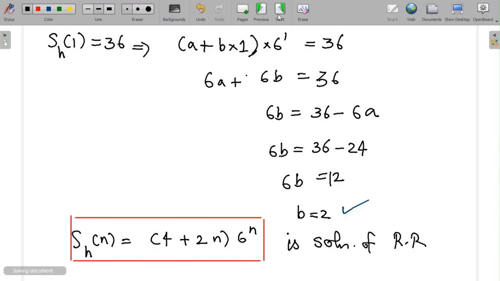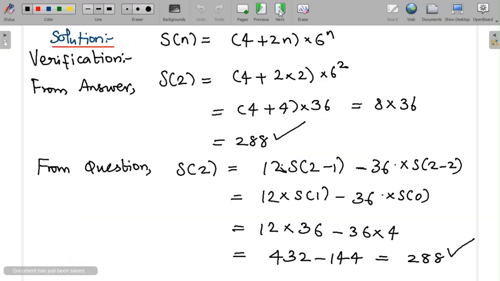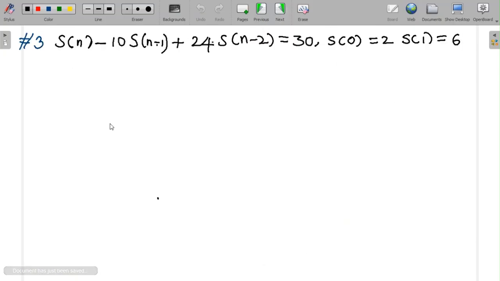We'll go to another problem, slightly different type here. All right. Let's identify the order and nature of this recurrence relation. The first thing that we note is that this is also of order 2. Why is this of order 2? The smallest term in the sequence is having n minus 2 in its definition. Therefore, it is of order 2.